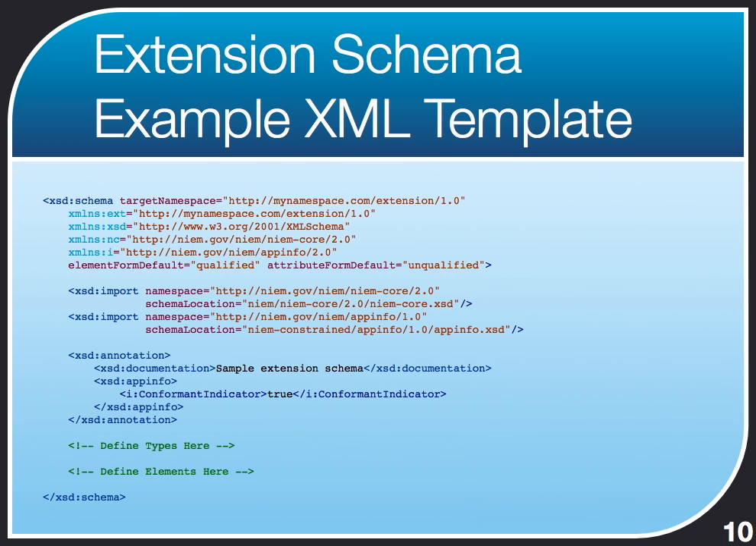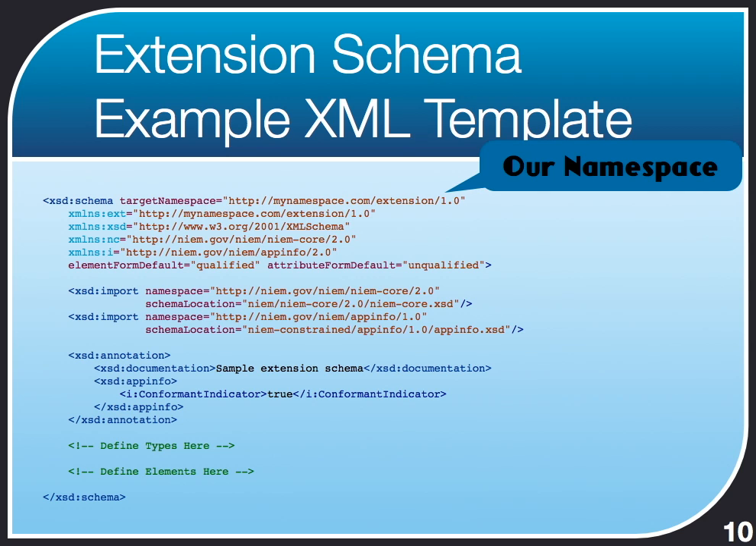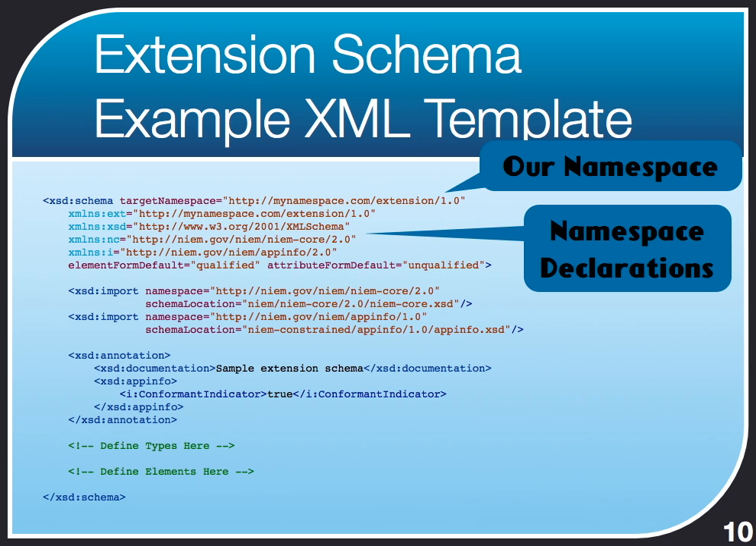So here's what the shell looks like for an extension schema. At the top, we have the schema element that starts it all off, and we have a target namespace. We just called it mynamespace.com/extension/1.0. So we've got our namespace for it. We have a bunch of declarations of the namespaces that we're using. So we have our own with our own little prefix, as well as the XML schema, as well as NIEM core, and as well as the NIEM app info.